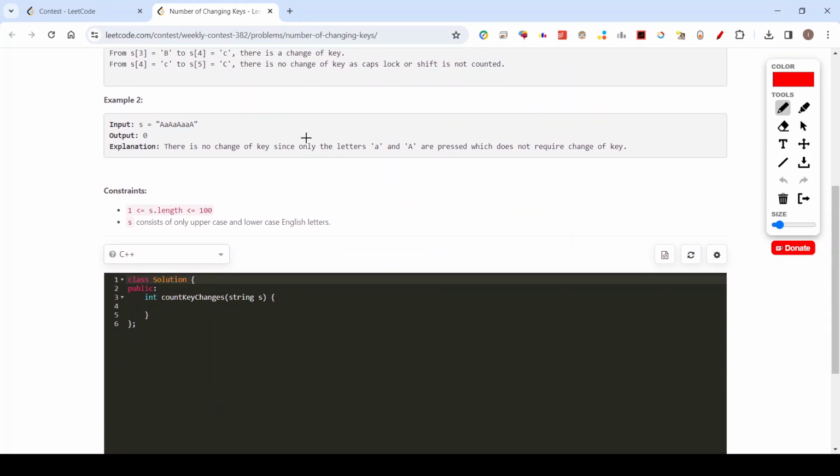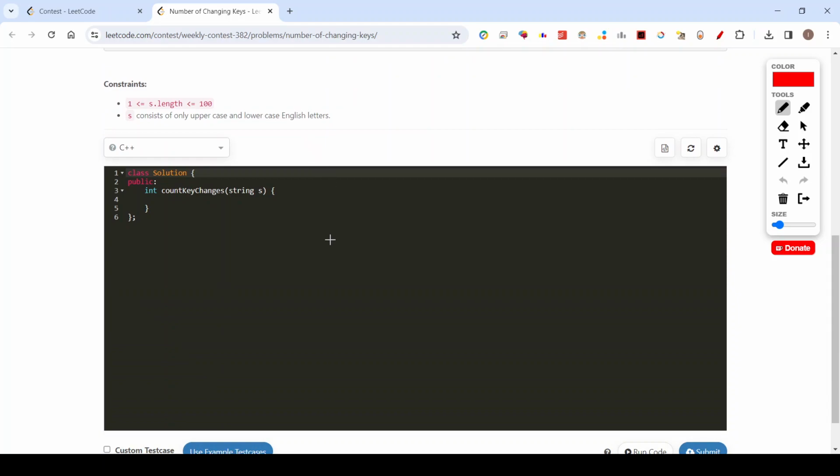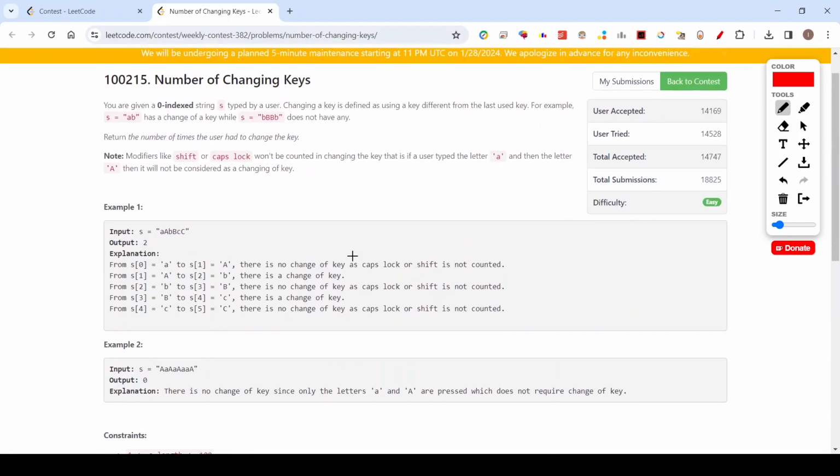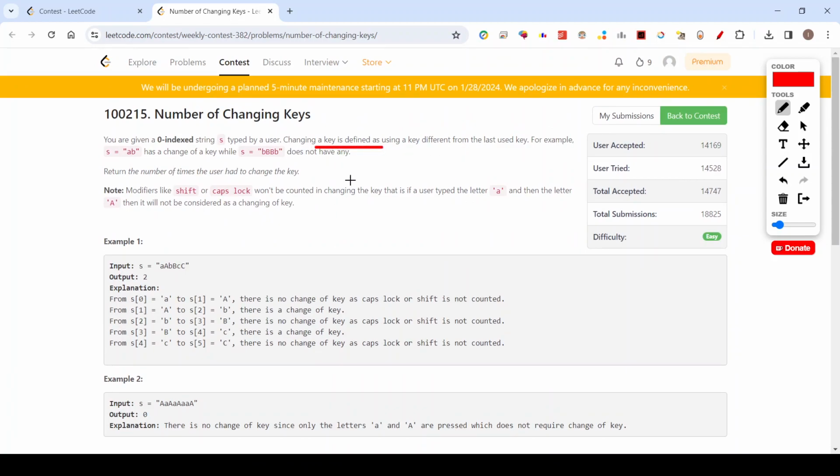So let me just explain the problem a little bit. The problem is saying that you will be given a string s. Now the string s can consist of both small characters as well as capital characters. So for example, if the string is like a b b capital B and small a, a change is defined in such a way if the letter has itself changed.